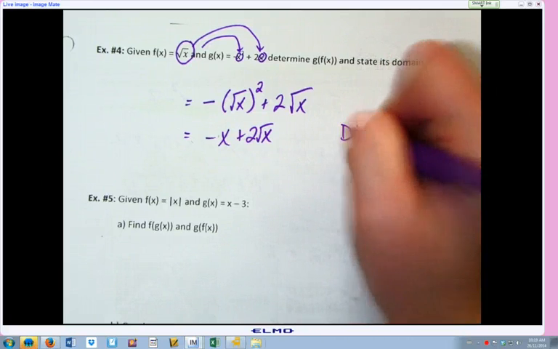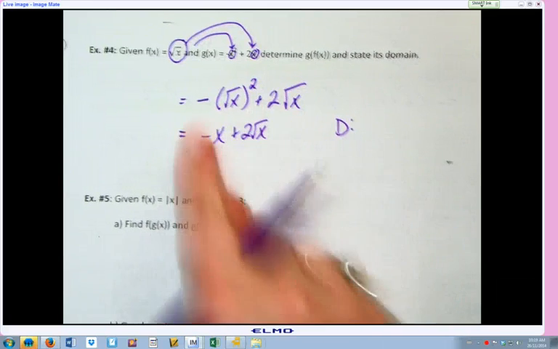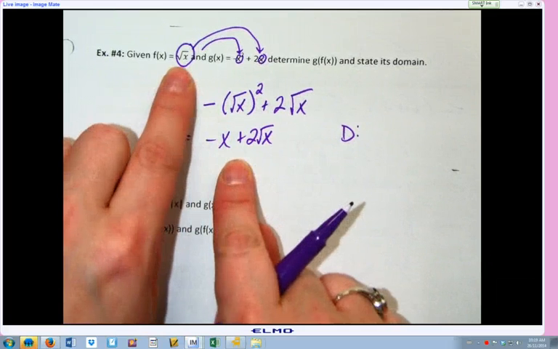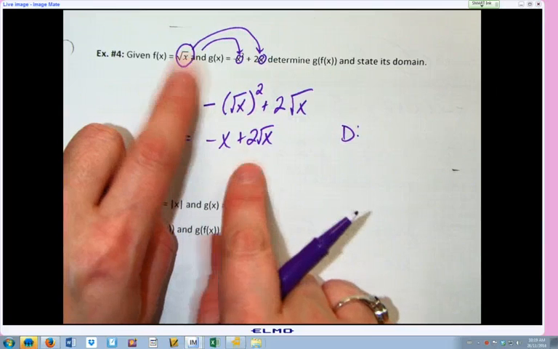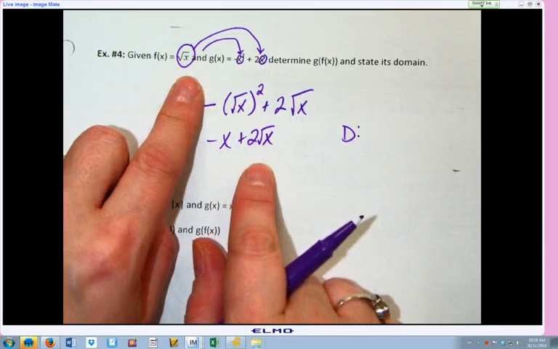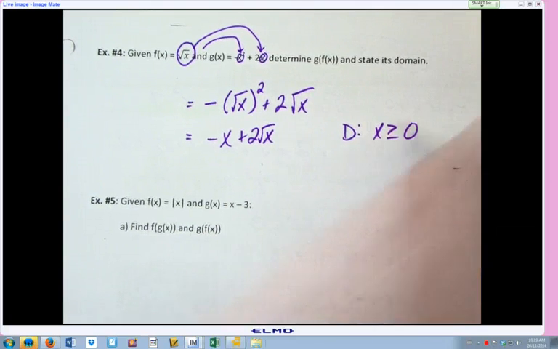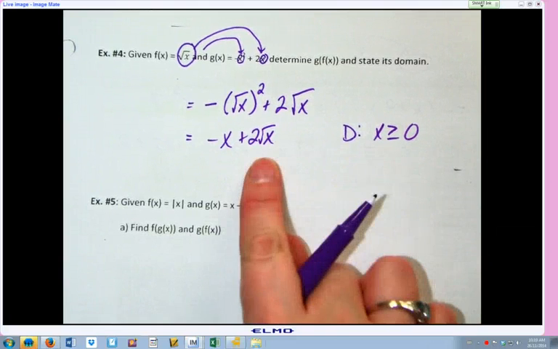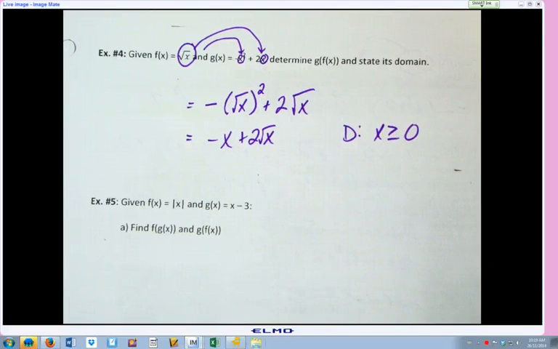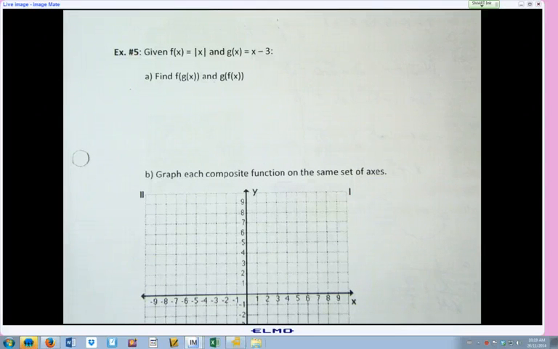Domain. Okay, so what are the restrictions on this, which will also be the restriction on the inside function? So what is the restriction always with a radical function? x has to be greater than or equal to 0. Okay, so it just comes from the normal restriction on the radical. Last one, let's do an absolute value. Turn to someone, together figure out f of x, f of g of x, and g of f of x.